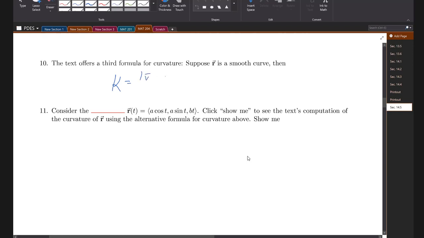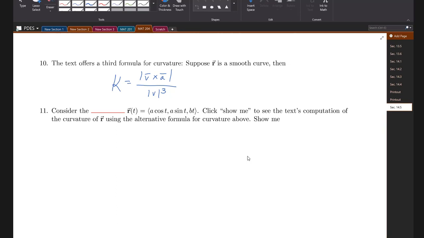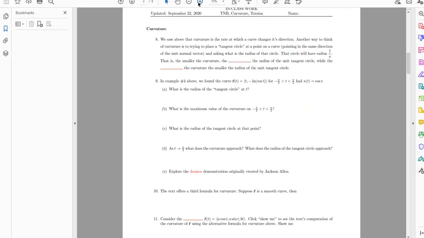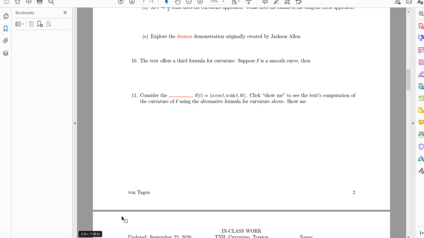But here's an alternate definition for the curvature, and sometimes this may be more helpful for you to compute if you're computing curvature. Okay. And I need to swap back to this. Let me share this screen. And then I'm not going to do the derivation of the curvature of a helix.